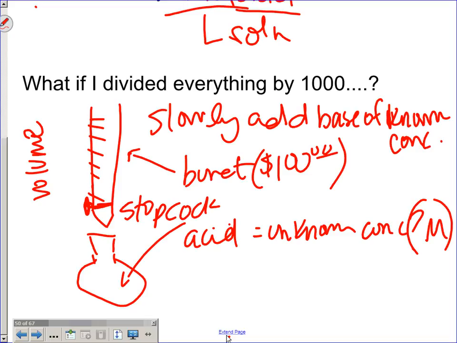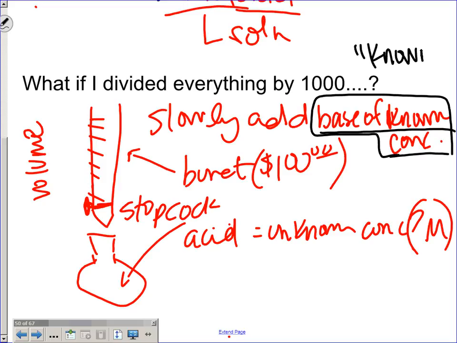And as we slowly add whatever solution we have of our base, we're going to slowly increase the pH, and at some point we will get to the end point. But these things have different names. It's just common knowledge that we talk about them so everyone understands what we're talking about. If I'm talking about the thing that's in the burette, which in this case is a base of known concentration, this has 2 names. This can be called the known, because it's known, or it's called the titrant, because it's what you're titrating. It's the process of titrating. It's called the titrant.